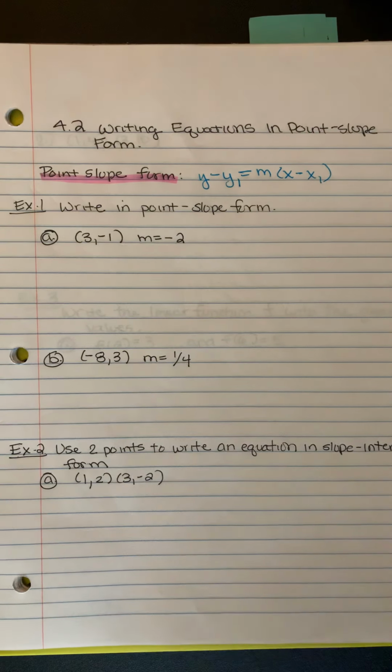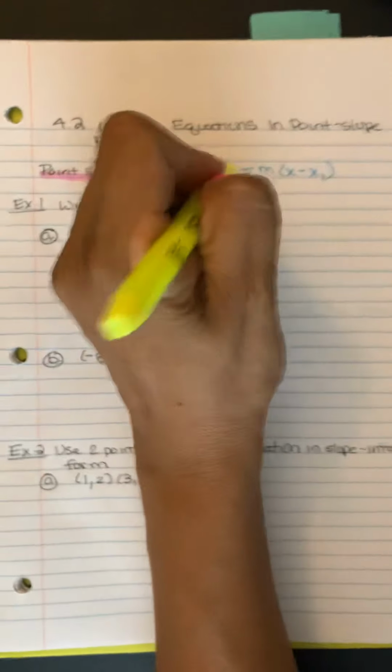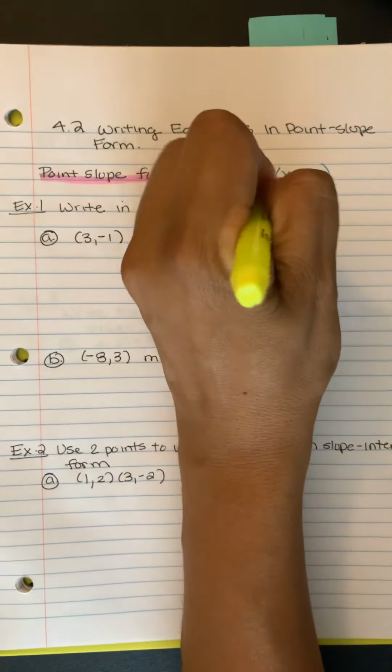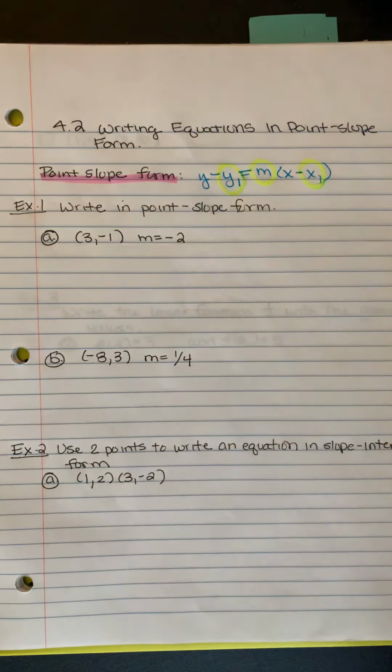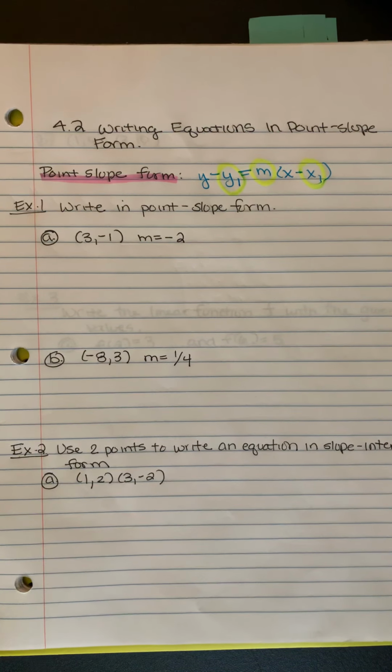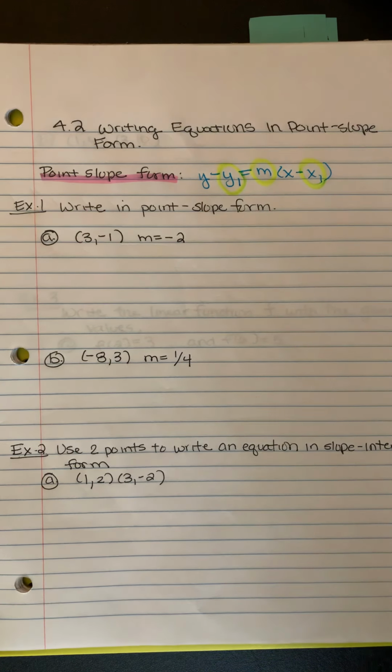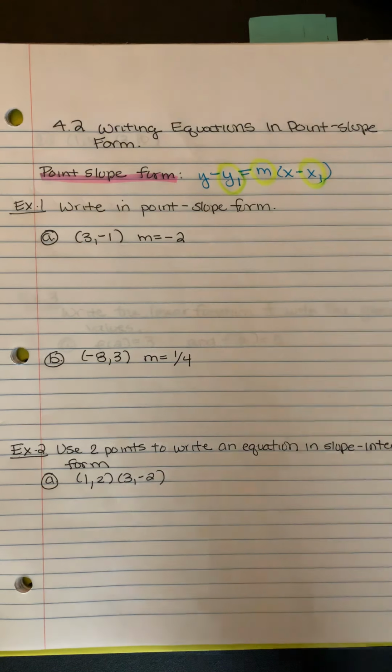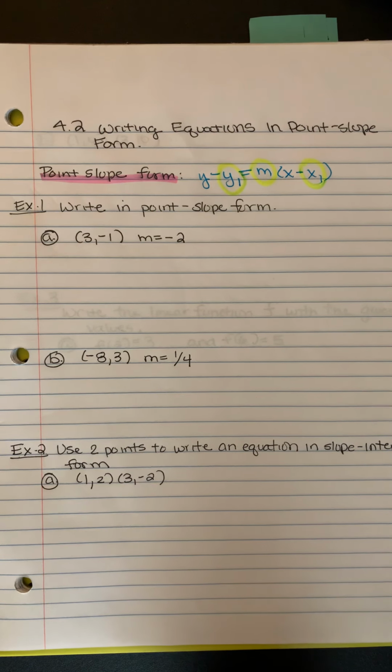The three things that we are going to substitute: y sub 1, your m, which is your slope, and x sub 1. Again, those are points. And so you're going to be given a point and a slope, and we're going to have to figure out how to put it in point slope form. So the example 1a and b are pretty straightforward.